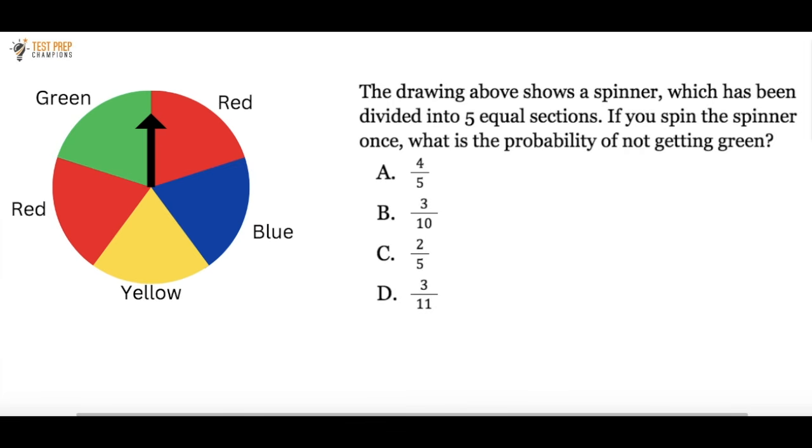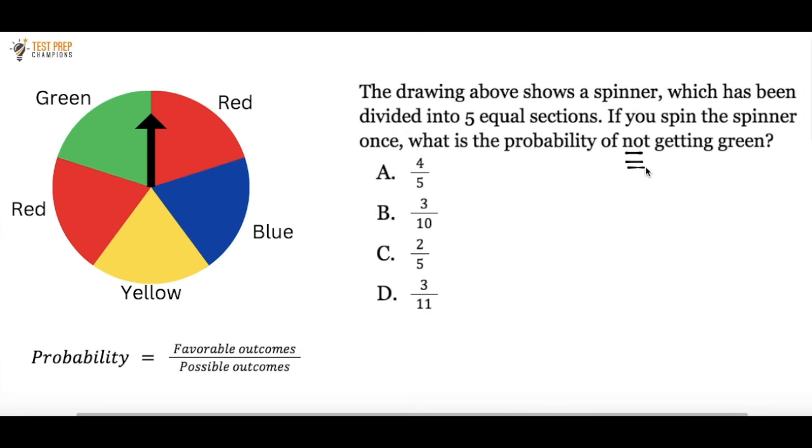So it says now the drawing above shows a spinner, and again, the drawing's not really above, it's to the side here. And it says the spinner has been divided into 5 equal sections. This time the question is, if you spin the spinner once, what is the probability of not getting green? So now's your chance to pause the video, try to figure this out, and whenever you're ready, we'll go over the answer. Okay, so we're still dealing with the same probability formula here, the number of favorable outcomes divided by the number of possible outcomes.